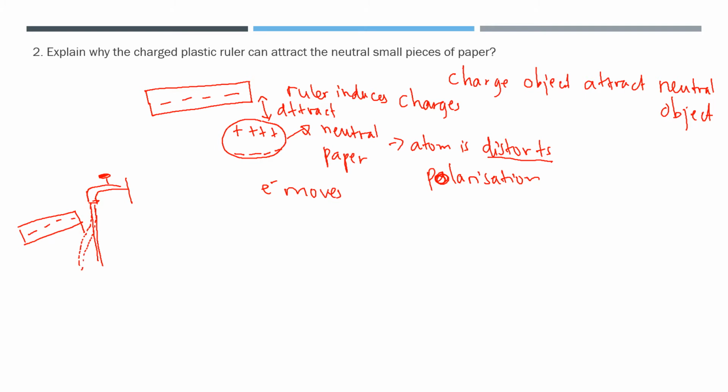Why can it be like that? I can zoom in once more. This is the water flow. The electrons in the water are repelled to the far side, so this side becomes the negatively charged part, but this side is left with only the protons. Of course, this causes attraction with the ruler.